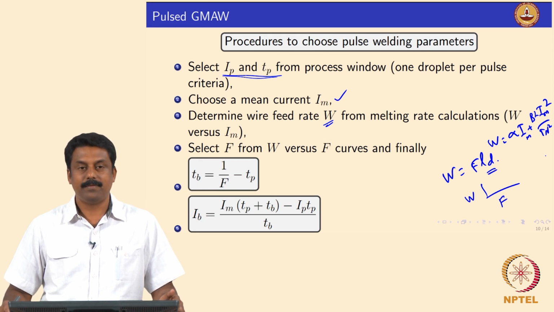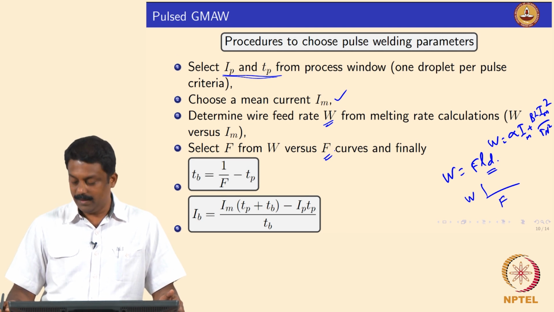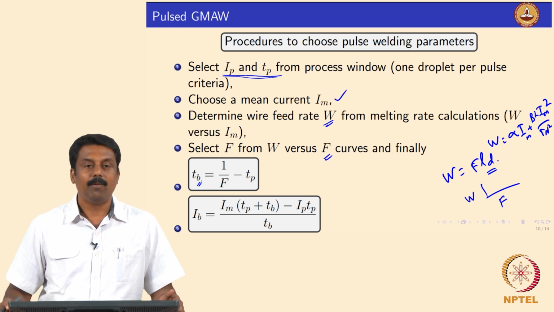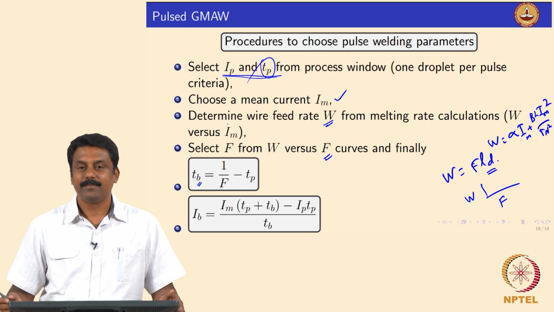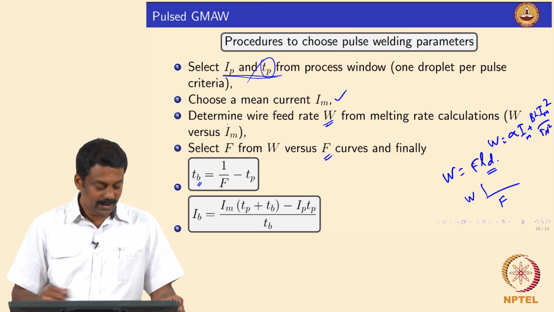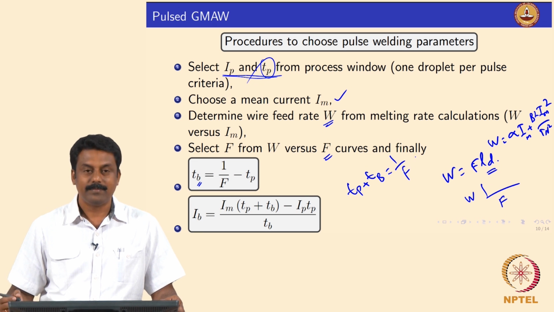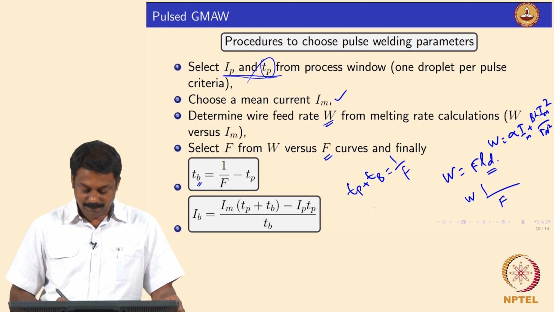So, what will be the WF relationship? We can choose the f from the W. Once you know f, we can calculate what is the background time we need, because we know Ip and Tp, we know Tp already, isn't it? So, we can get Tb, which is nothing but, Tp plus Tb is equal to 1 by f, isn't it? Is it not? That is the frequency. So, f is equal to 1 by Tp plus Tb.